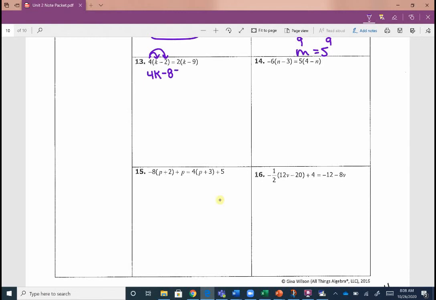Then we still have our equal signs, splitting those up. And now we're going to do the same thing over on the right. We're going to go ahead and distribute. 2 times k. And then we have 2 times, it really is a -9. So we've got a -18. So take a look at your number 13 and look at mine. We should all have that same first step there for number 13.